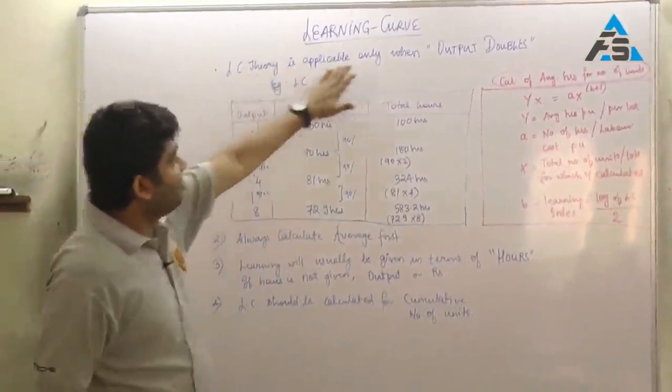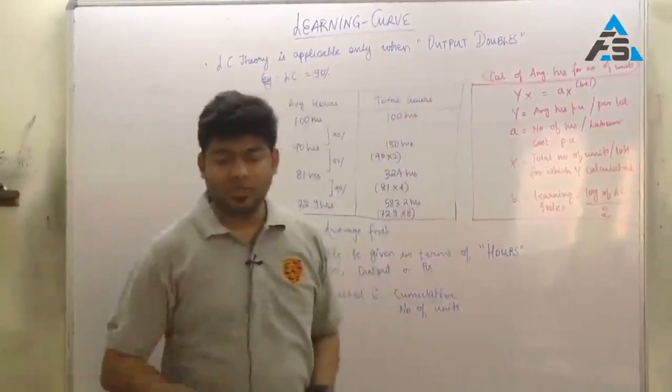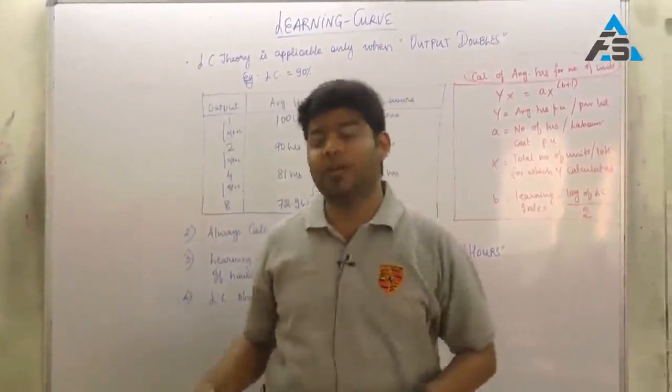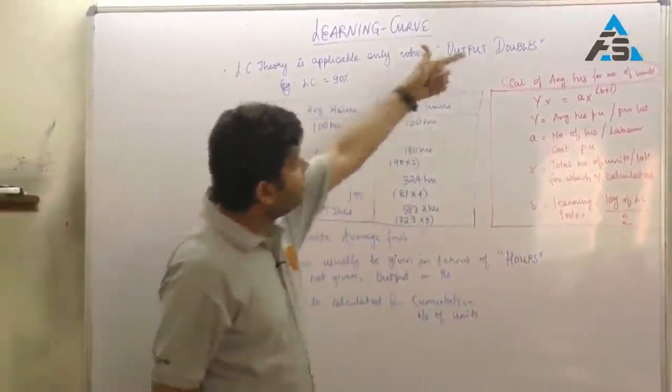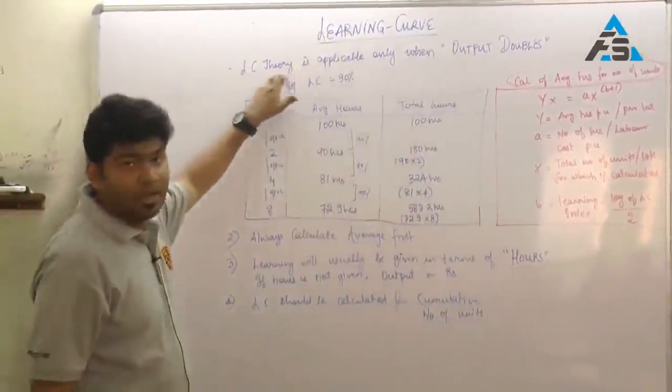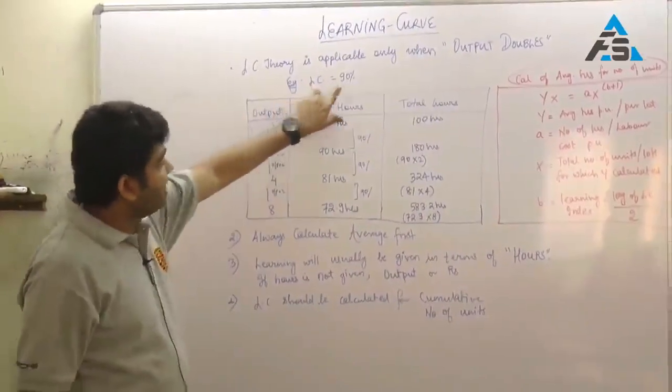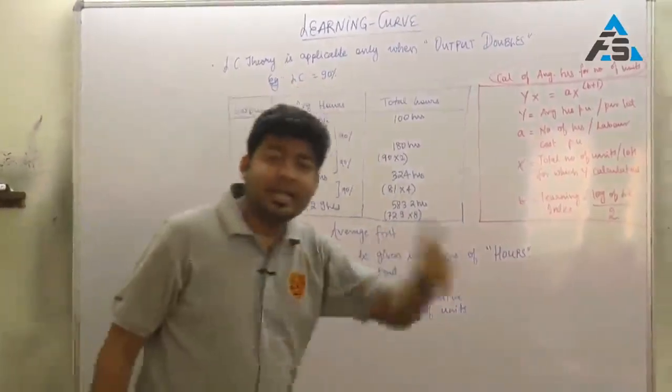Learning curve theory is applicable only when the output doubles. So keep that concept in mind before your examinations, that the learning curve is applicable only when the output doubles. Say for example, learning curve is 90%.